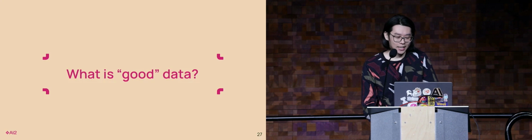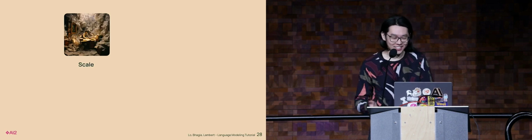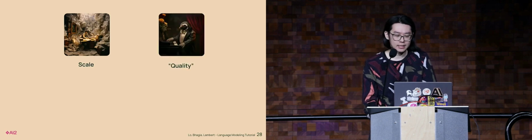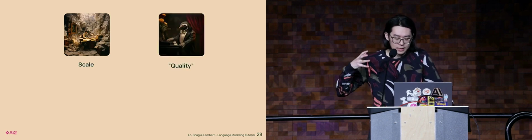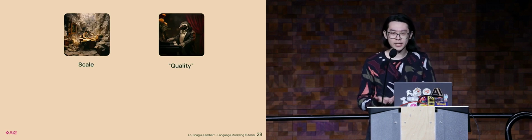What is good data? Well, this should come as no surprise to anybody here: you need a lot of it. Good data is data that you can get a lot of. So scale really matters here. We've only seen improved performance of models as a result of scale. What's a newer idea to machine learning is this idea of quality, and really grappling with what we mean by good quality data as opposed to lower quality data.